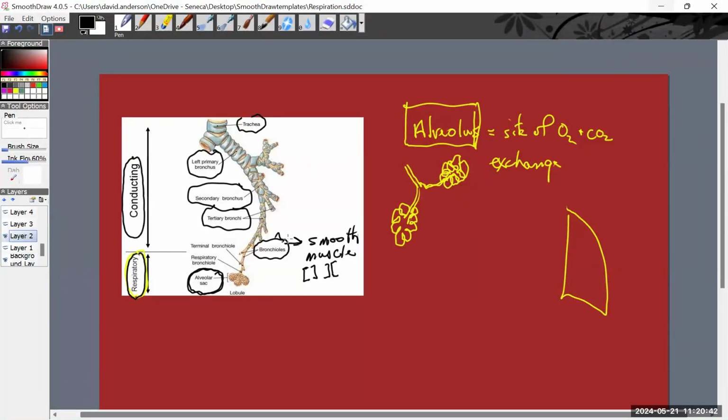And we can distribute the airflow through bronchoconstriction and bronchodilation. When we need more air delivered to the alveoli, bronchodilation. When we need less delivered to the alveoli, we can bronchoconstrict. And that will allow us to distribute air in different parts of the lungs as is necessary.